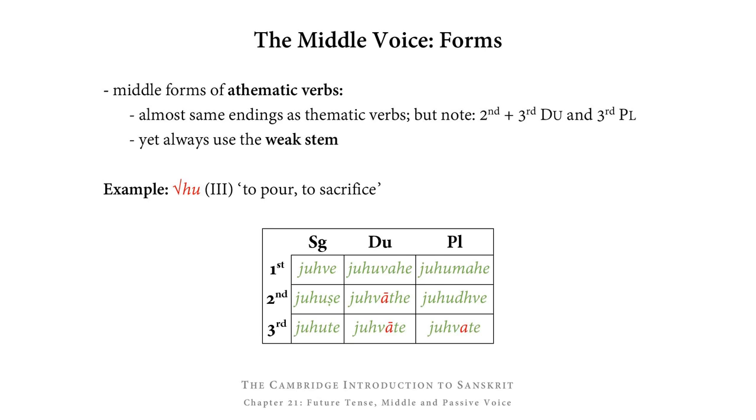Notice again, in front of an ending beginning with a vowel, the juhu changes into juhw, and as mentioned previously, in athematic verbs we don't have a third plural ending ante, but instead we have ate. Notice that this looks deceptively like a third singular form.